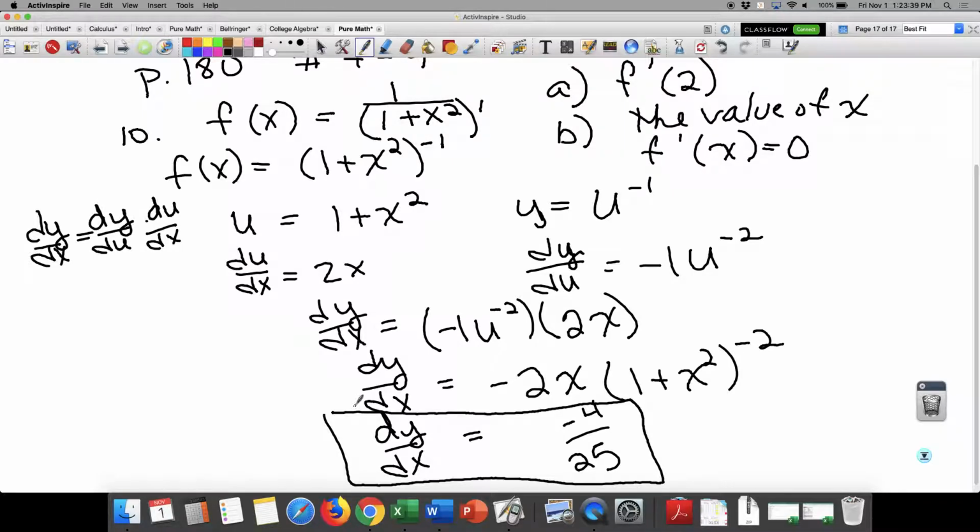Okay, so comments or questions about this one? A part. Yes, sir. Is that a viable format to leave it in at the end, or do you want to change it to f prime of 2 equals? Either way is okay. You can just leave it as dy over dx.